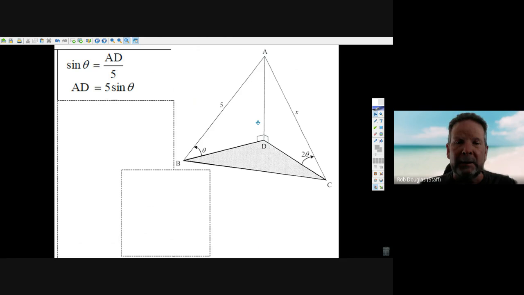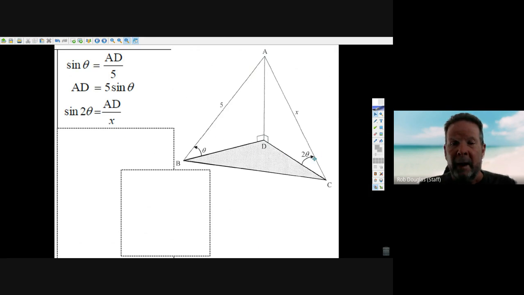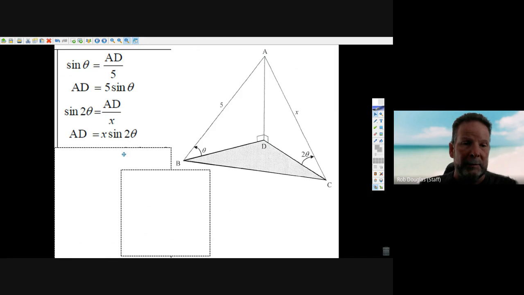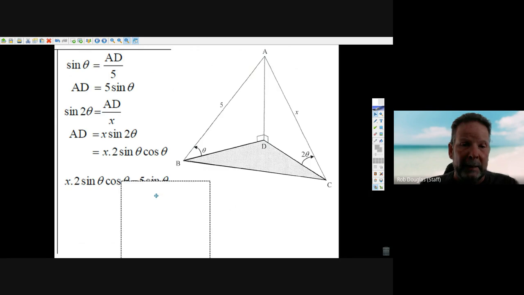Well, now let's look at this right angle triangle. This is kind of a nice question because it's pretty straightforward. The sine of 2 theta is this same AD, which is opposite, over the hypotenuse, which is X. Well, here's another way of looking at AD. We just multiply by X. Now we have 2 ways of looking at AD. AD is the link between the two triangles. That's how this stuff is all done. There's always a link, and so you let them equal each other. So that's what we'll do.